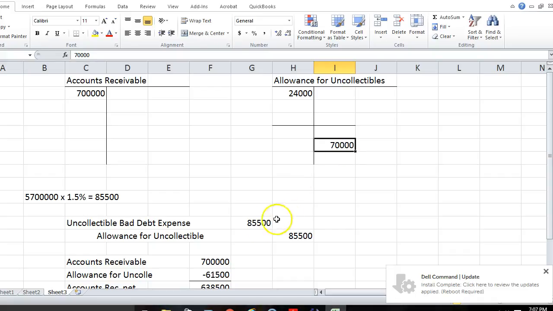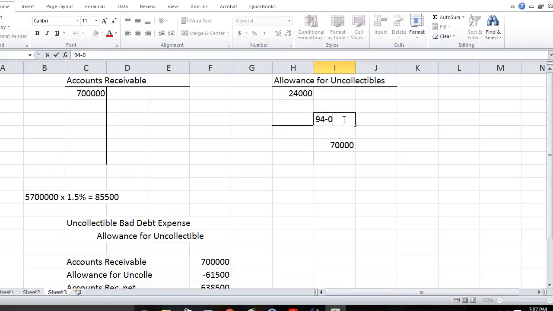So what is our debit going to be? If we know that we need 70,000 and right now our balance is at 24,000, we need to add them together, which means what is our credit side? 94,000. So under the aging method, our debit to our uncollectible bad debt expense is 94,000. Our allowance for uncollectibles is 94,000.